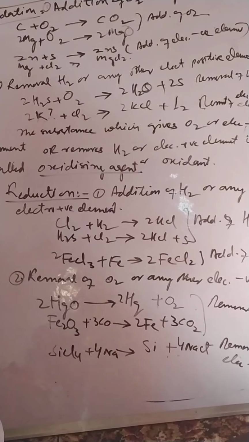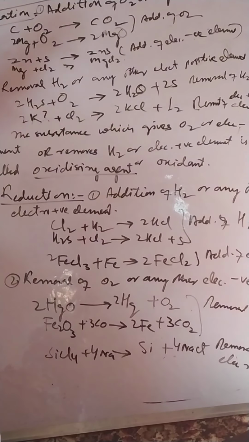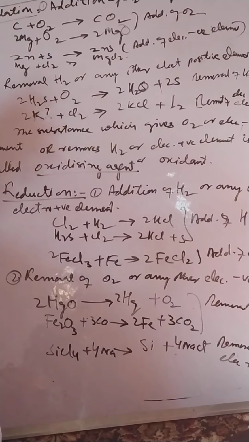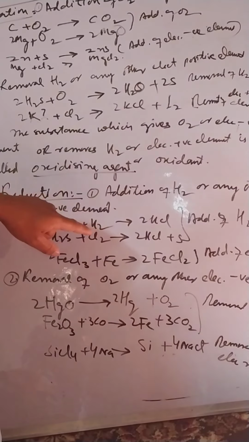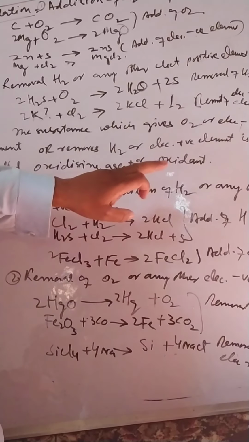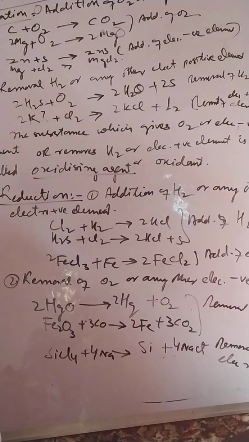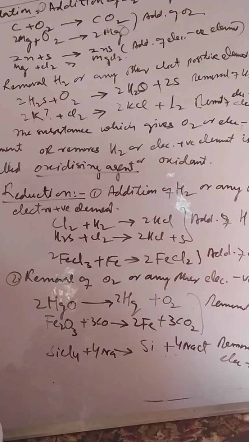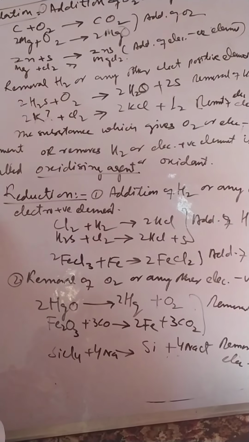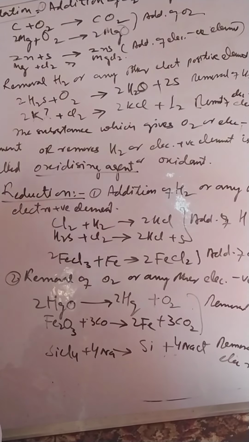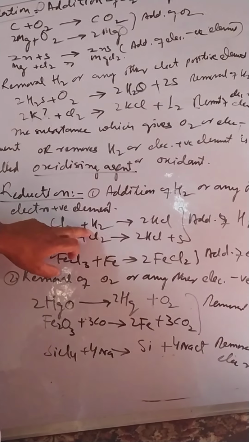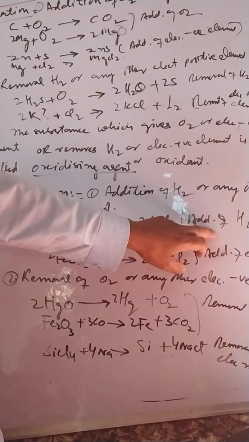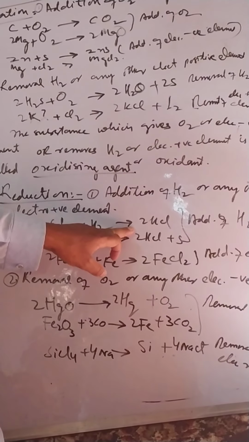Then we have reduction. Reduction is exactly the reverse of oxidation. Here we have removal of hydrogen or any other electropositive element. Here in reduction, it is the addition of hydrogen or any other electropositive element. When we add hydrogen, or any other electropositive element, to an element, the reaction is reduction, or we say the substance is reduced. For example, we have a reaction between chlorine and hydrogen, we get hydrogen chloride. Here we add hydrogen, so this reaction is reduction.